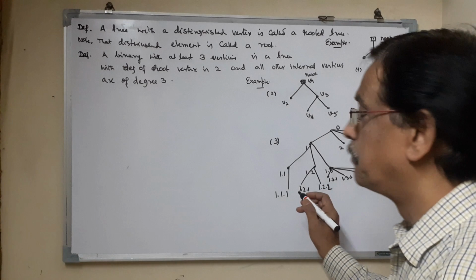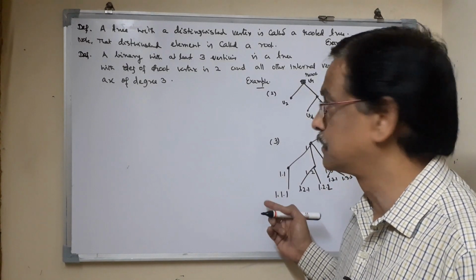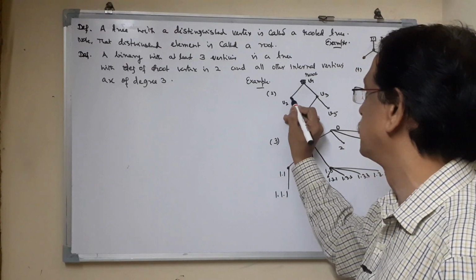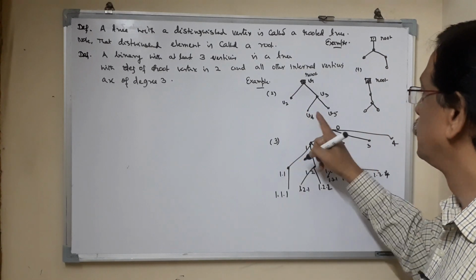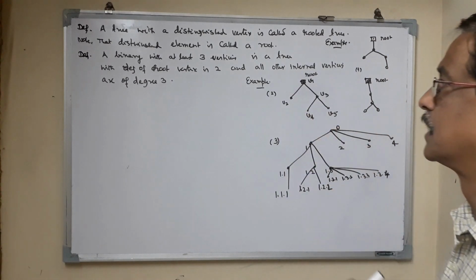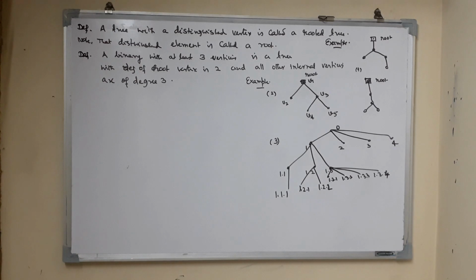Remember, the binary tree also contains pendant vertices. This is a pendant vertex in this example because the degree is 1. For this V4, the degree is 1, V5 is degree 1. So this is about that.